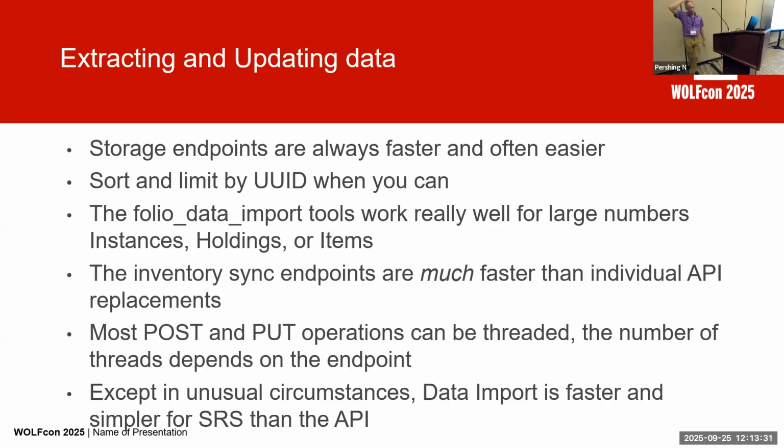But in general, you can sort by UUID. It's efficient, and also limit your search by the highest UUID you retrieved in the last set. That way, as you go even into very large sets, you will not see this degradation. And so downloading millions of records is actually quite fast.